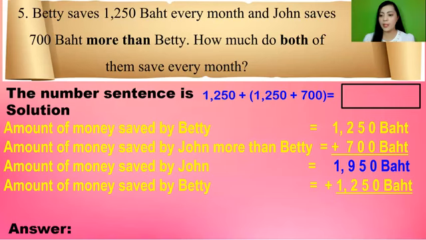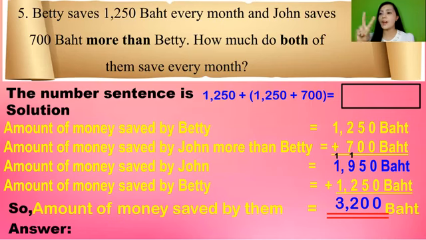Let's start with the ones place. 0 plus 0 equal to 0. 5 plus 5 equal to 10. So 0, carry 1. So 9 plus 2 equal to 11. Plus 1 is equal to 12. 2, carry 1. All right, so 1 plus 1 equal to 2. Plus 1 right there on top of the thousandth place, that is 3.